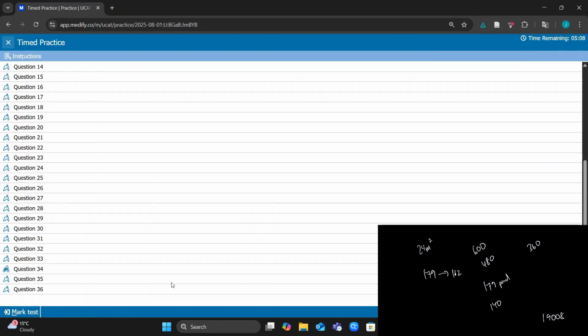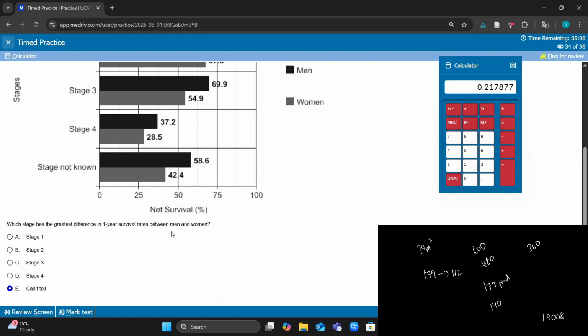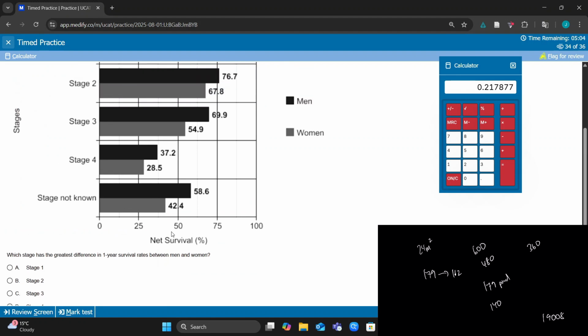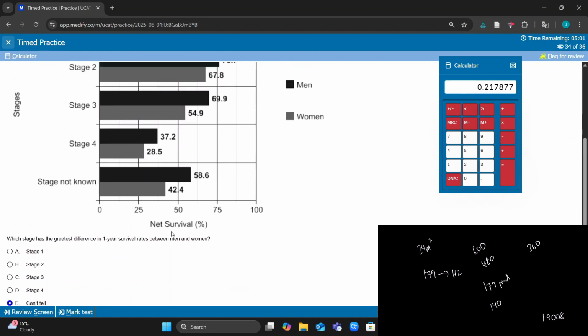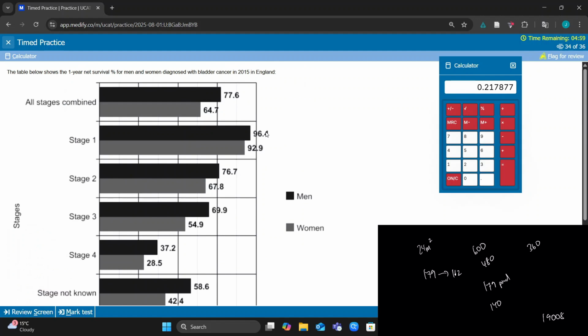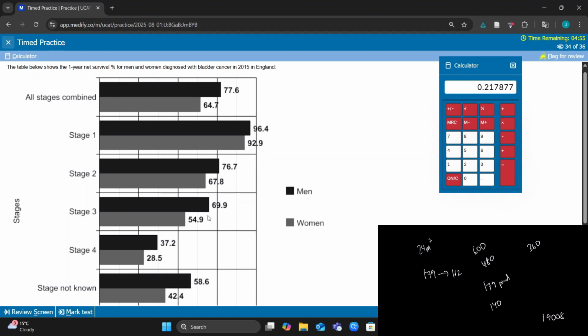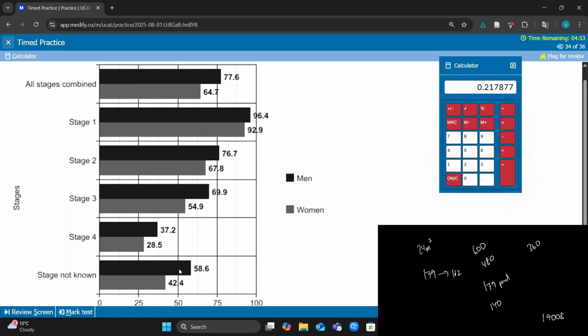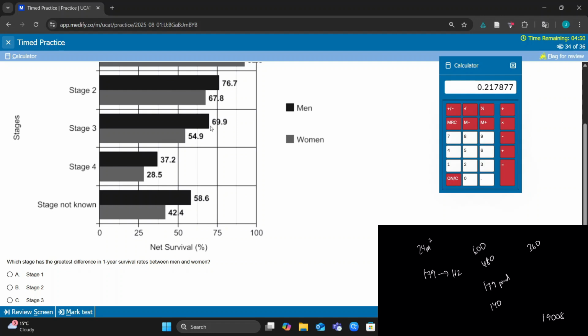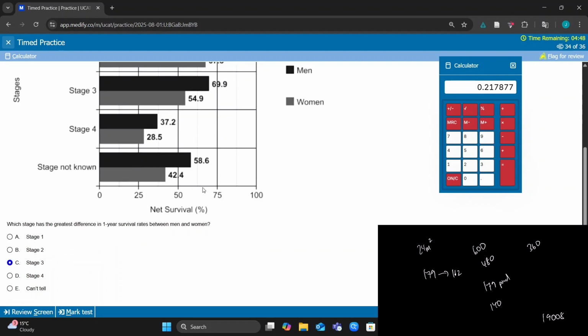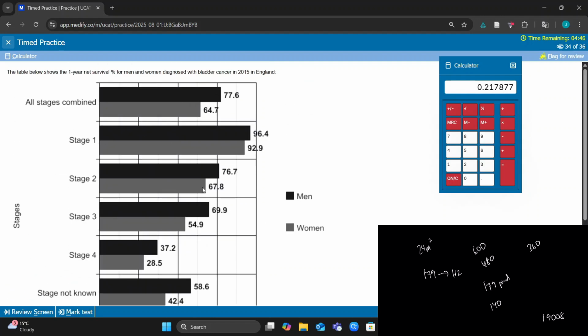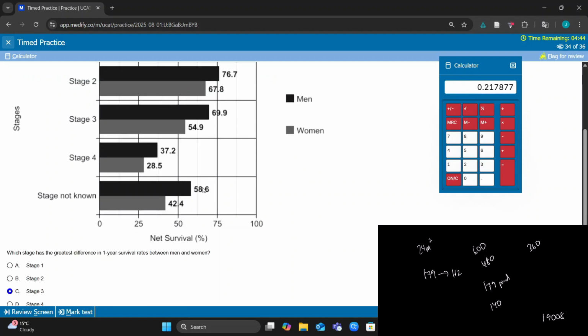Are there any others I was a bit shaky on? Let's have a look at this one. So what's the greatest difference in 1-year survival rates between men and women? It's the greatest difference. So that's 3.5. That's about 9%. That's 15. That's like 60. But then that stage not known. So maybe it is stage 3. If we're just looking at between the stages.